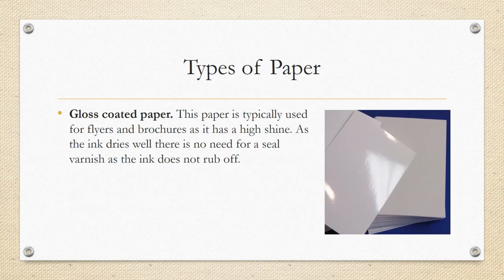Another one is gloss-coated paper. This paper is typically used for flyers and brochures as it has a high shine. As the ink dries, there is no need for a seal varnish as the ink does not rub off.